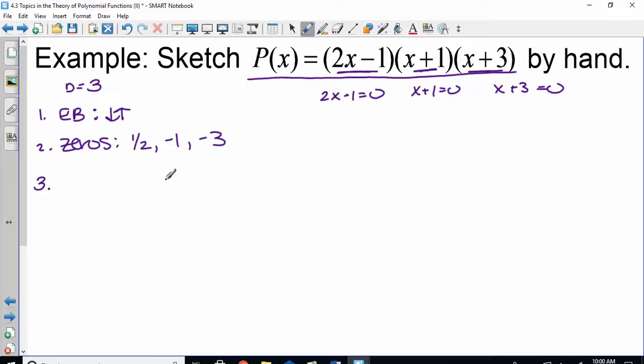Just 1. Remember, the multiplicity is like the exponent, so if I put a cube here, then it would be 1/2 multiplicity of 3. Since there is no exponent, these are all 1. 1 is an odd number, so what does that tell me about the graph? It goes through. So I'm just going to say through all of them.